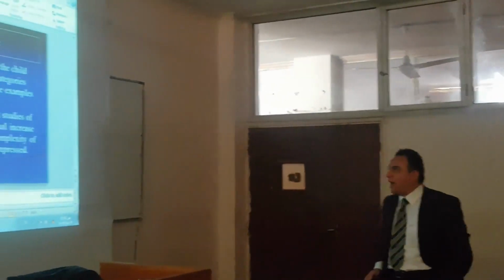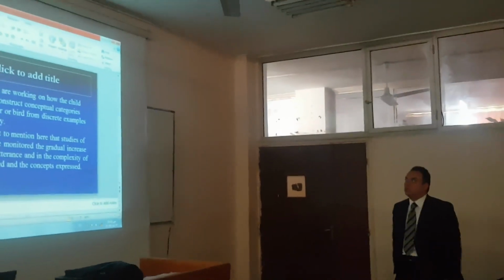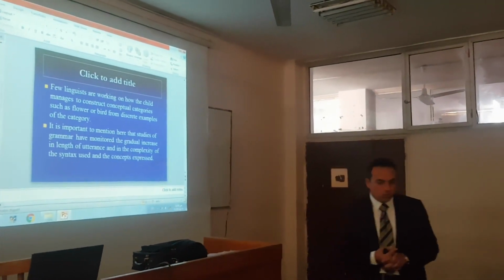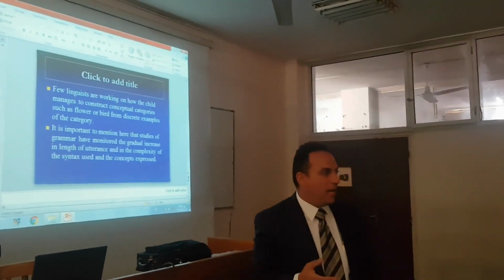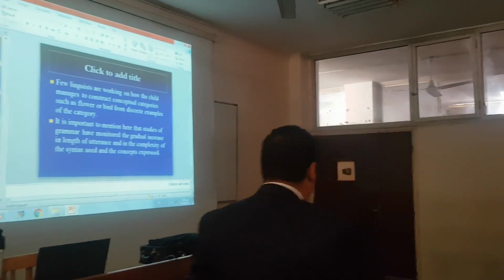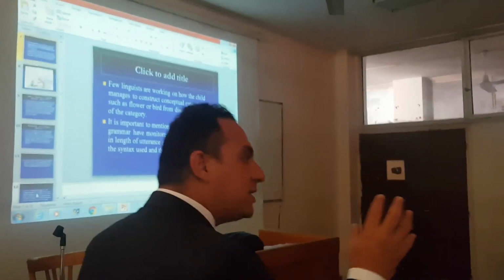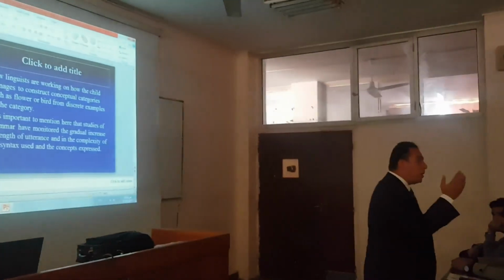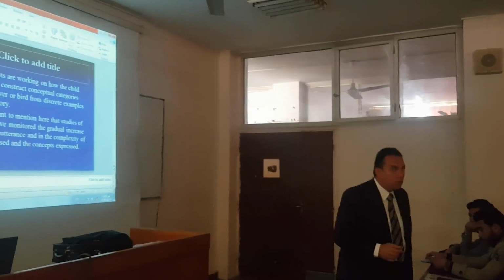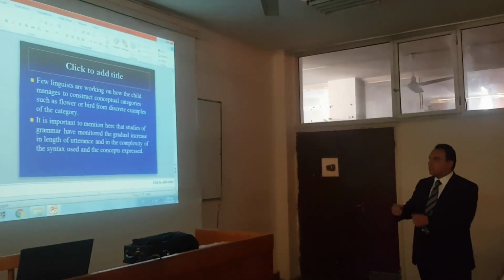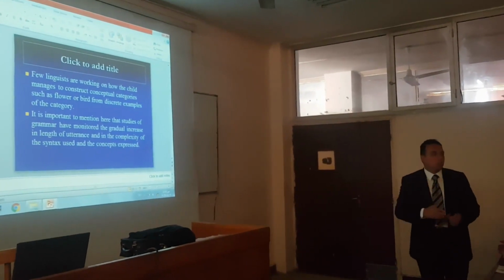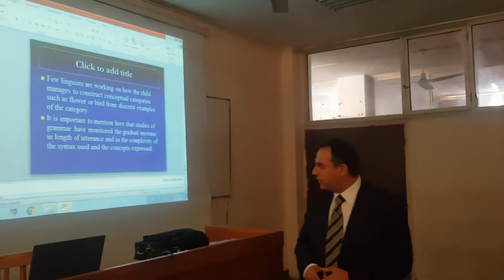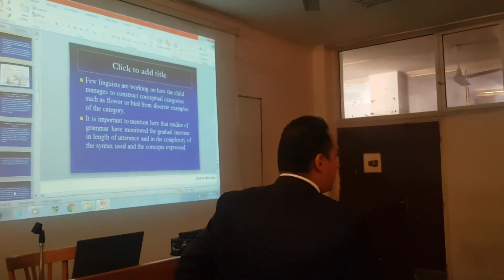linguists are working on how the child manages to construct conceptual categories such as flower or bird, or discrete examples of the category. How could young kids understand that this is a fan, that this is a desk, and this is a flower? To what extent can children really understand that the word here exposes a concept in his mind. It's important to mention that the studies of grammar have monitored the gradual increase in length of utterance and in complexity of the syntax used and the concepts expressed.